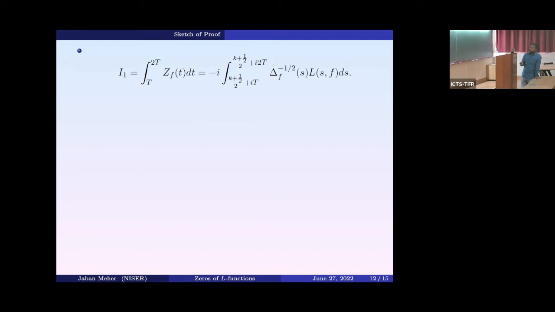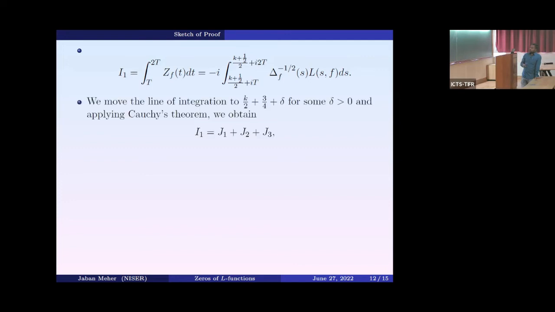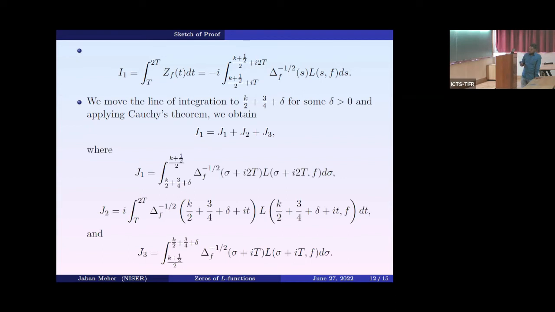To estimate this, what we do is move the line of integration. Why do we move? Because we want to use the Dirichlet series expression, and on this line we cannot use the Dirichlet series expression of the L-function because it is not absolutely convergent there. So we move it so that we can use the Dirichlet series expression. If we move it, then we get the horizontal contributions J1 and J3, and this is J2.